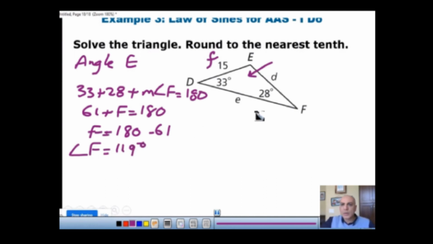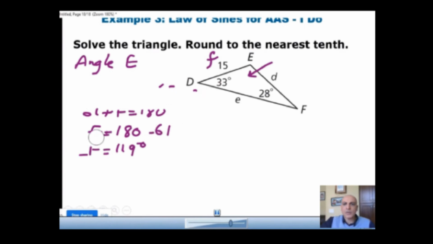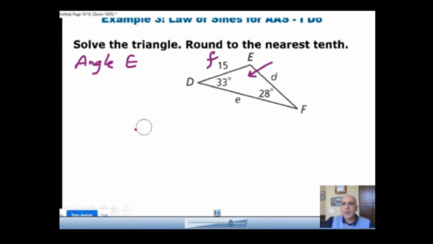I need more room, so I have to clean things up a little bit. So we just know now that we have 119 over here. Watch the video and you know how we got that. 119. Okay, now we're going to pick a side. So let's say, for example, I wanted to find side D.